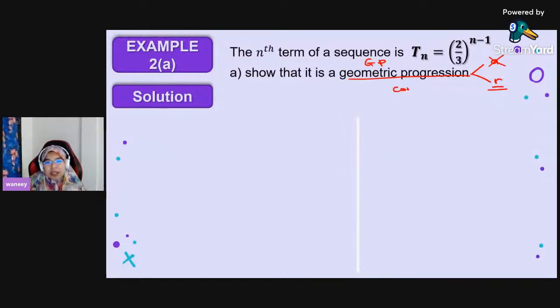The word common, you guys know what does the word common mean? Tahu tak common tu apa? Common ratio. What does it mean? What does it mean by having a common ratio? Anybody know? What does it mean by common ratio?